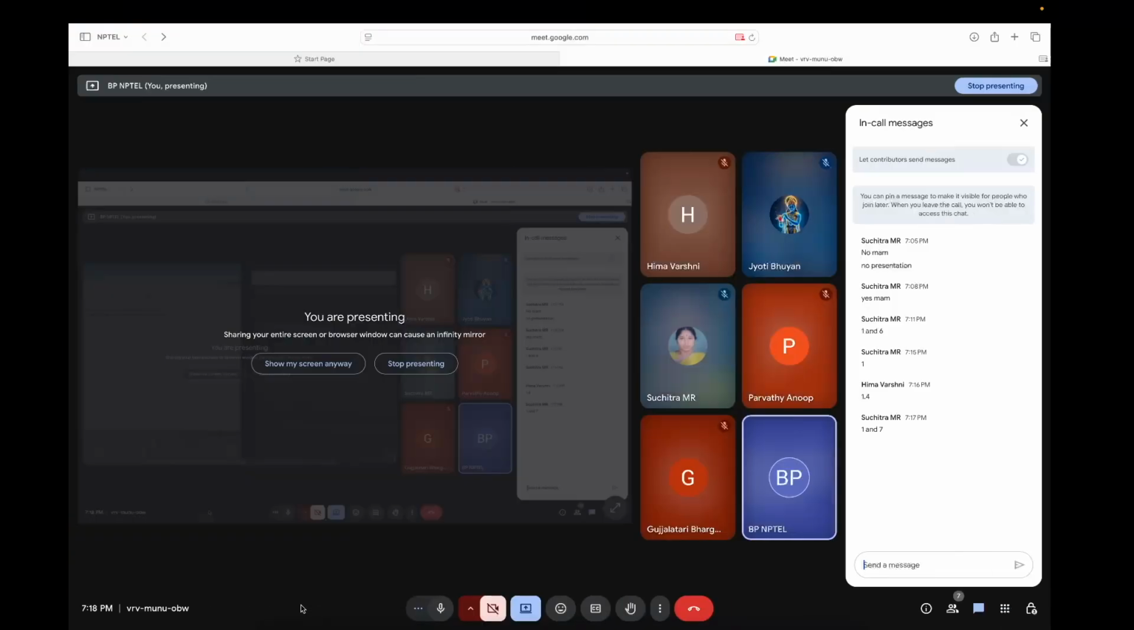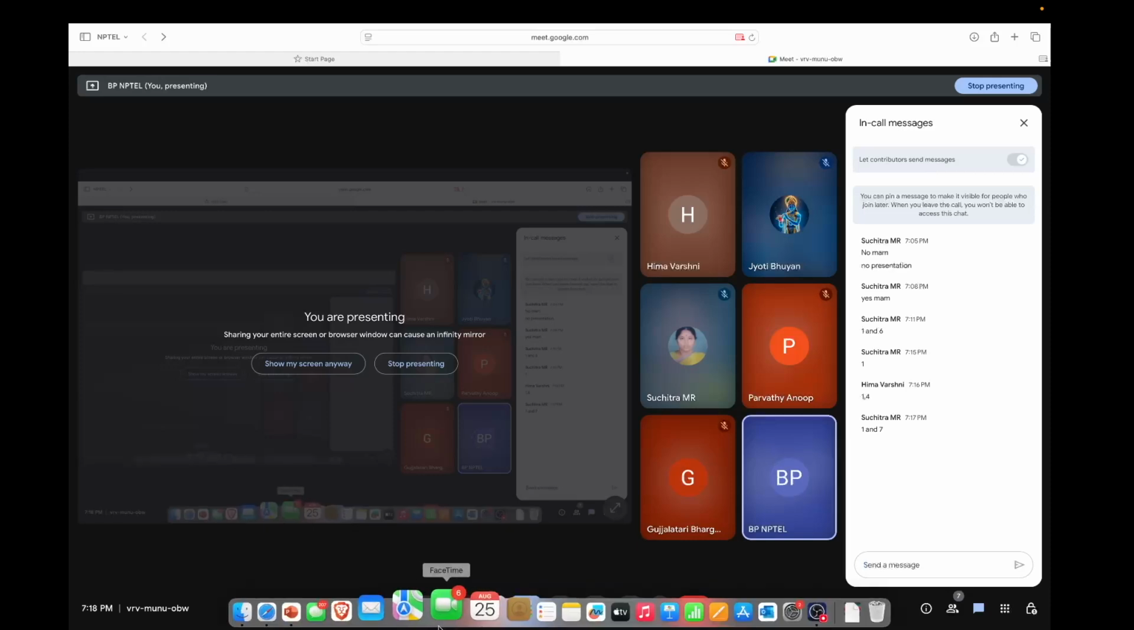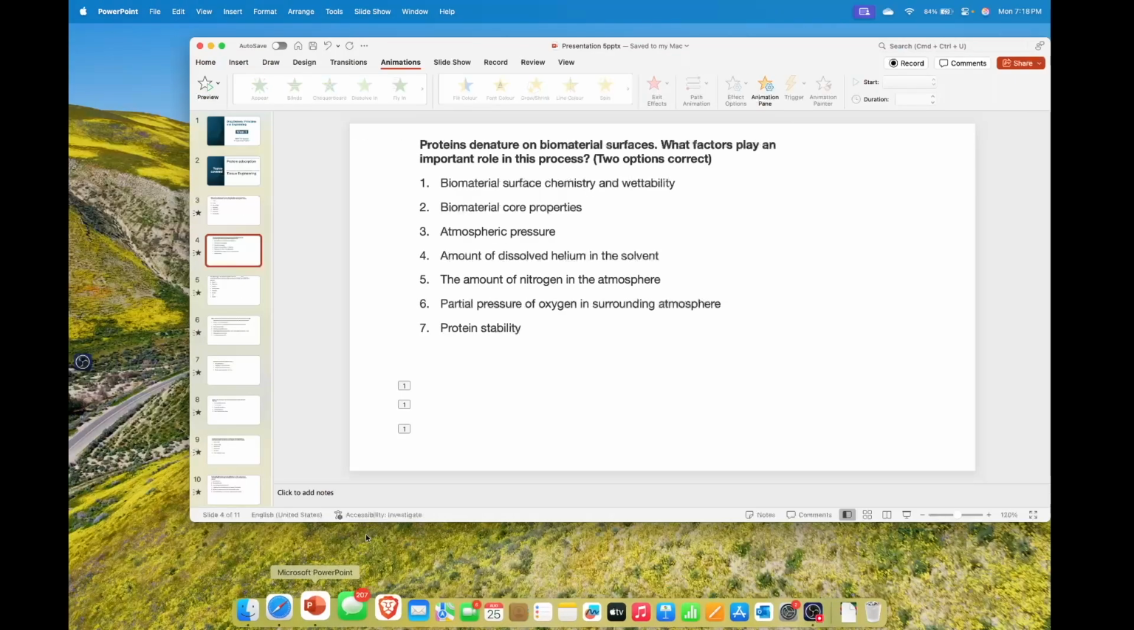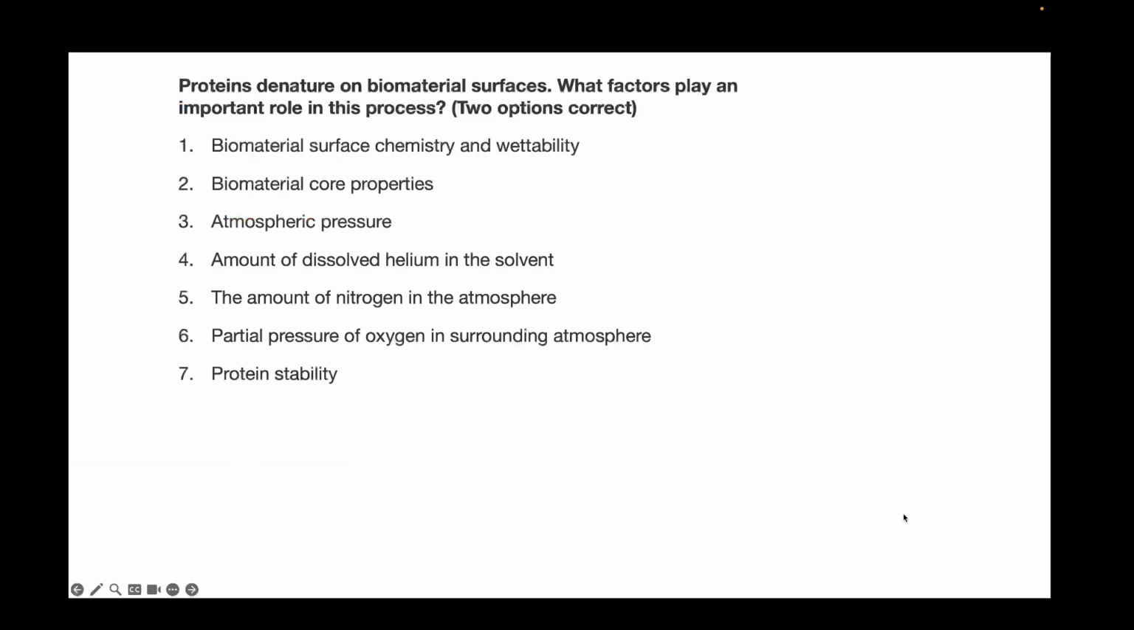Anybody answered? 1 and 7, 1 and 4. Okay. Anybody else would like to answer? Which of these two options do you think play important role in protein denaturation on biomaterial surface?